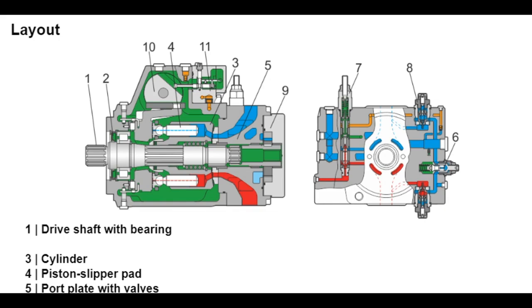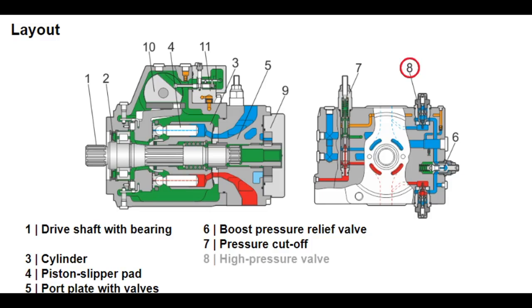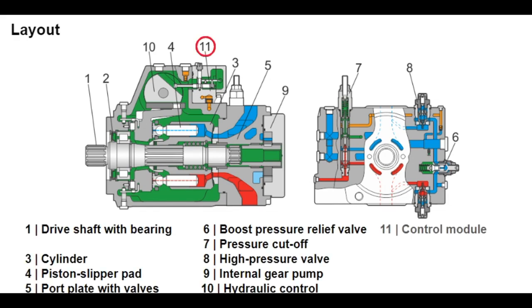These assemblies are the boost pressure relief valve 6, pressure cutoff 7, and the high pressure relief valve 8 with feed function. The internal gear pump 9 supplies the system with sufficient hydraulic fluid at all times and maintains the hydrostatic bearing between the piston slipper pad and the cradle. The hydraulic control 10 uses the cradle to keep the rotary group in the neutral position when in standby mode. When a stroking chamber is pressurized with hydraulic fluid by the control module 11, the swivel angle and piston stroke change, varying the displacement.